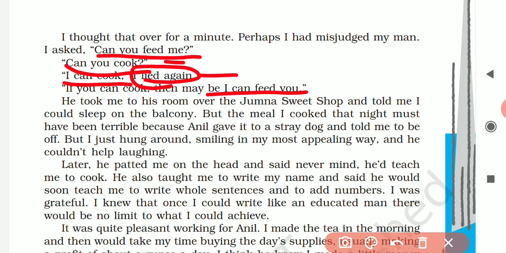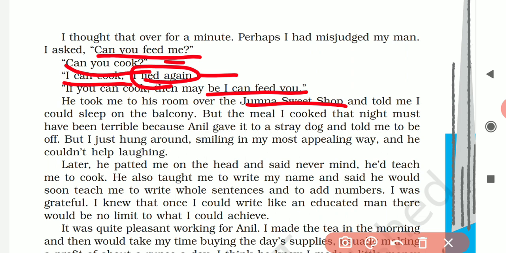Okay, is that clear? He took me to his room over the Jumna streets and told me I could sleep on the balcony. It seems that they are living in a city, or a small village, or a small town, I think, right?